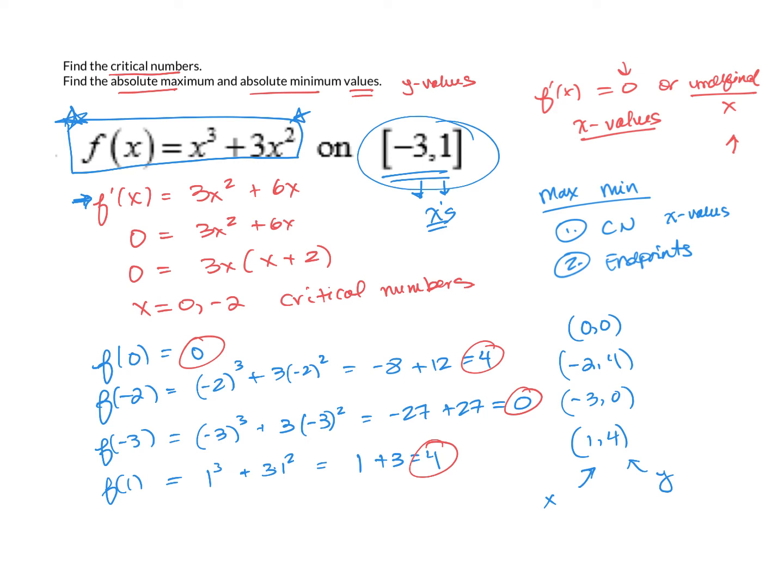We just know that between negative 3 and 1, the maximum value that this function attains is 4, and the minimum is 0. So the absolute maximum is going to be y equals 4, and the absolute minimum is y equals 0. Now we're going to look at that function and see what it looks like.